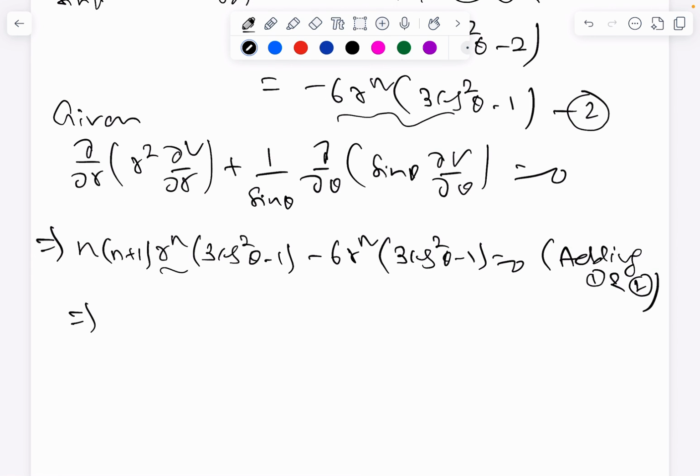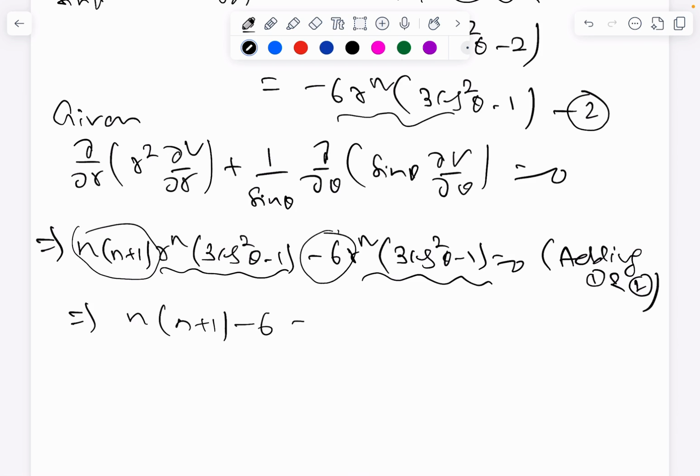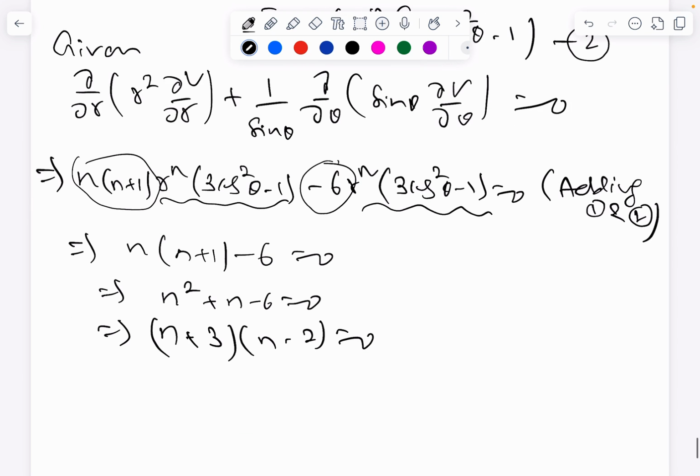So this would imply r power n into 3 cos square theta minus 1 goes away. And so we have n into n plus 1, and here minus 6 equal to 0. So this would imply n square plus n minus 6 equal to 0. And so that is n plus 3, n minus 2 equal to 0. And therefore n equal to minus 3 comma 2. So that is the way we can find out the value of n.